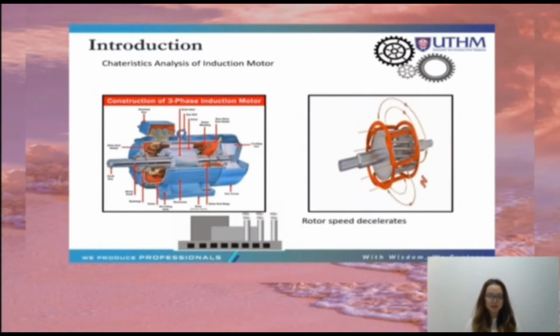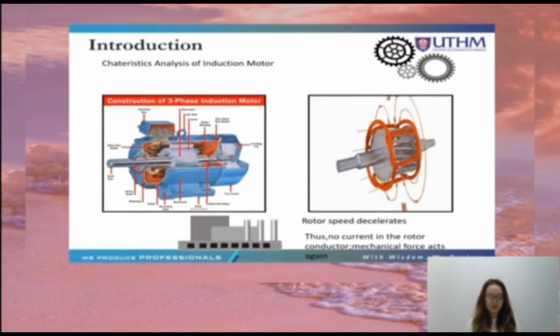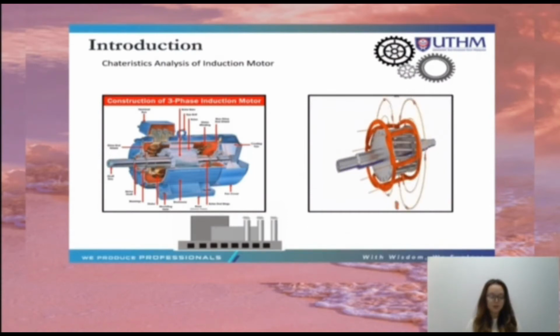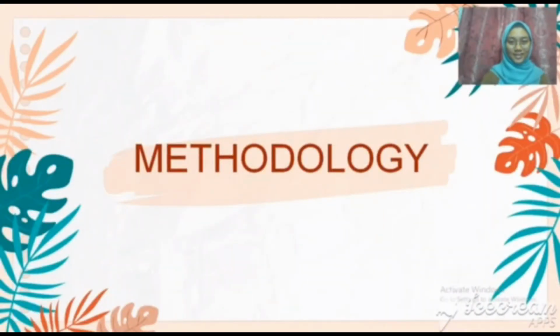As it decelerates, the relative speed between the rotor and magnetic field is re-established. So, there will be current in the rotor conductors, which cause mechanical force to act again on them. As a result, the rotor will accelerate to reach the speed of the rotating magnetic field. Thus, because of that, the rotor speed will never reach the speed of the rotating magnetic field. So let's proceed to the next slide. I will present about methodology.